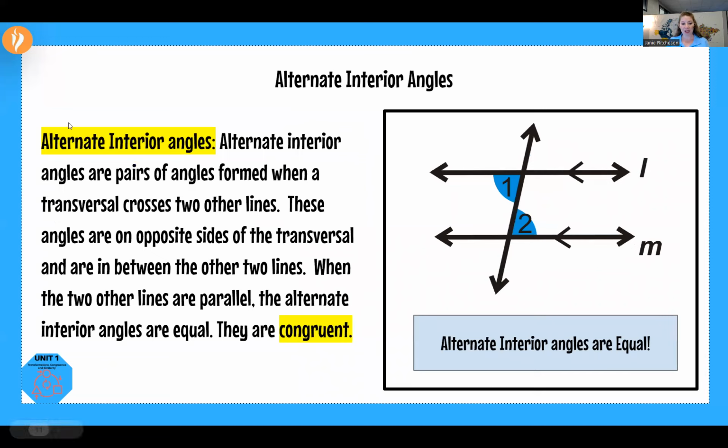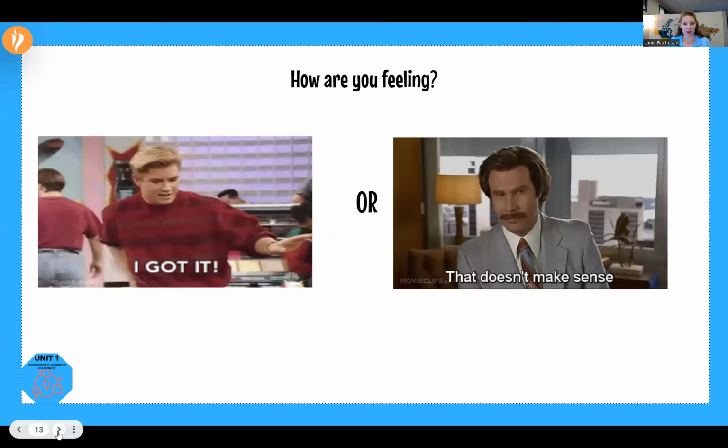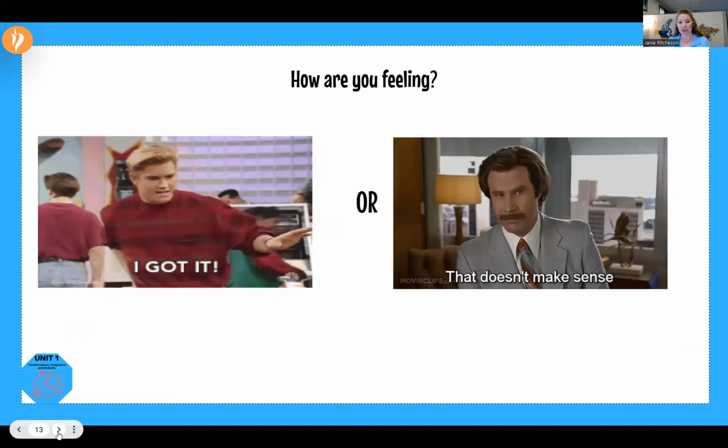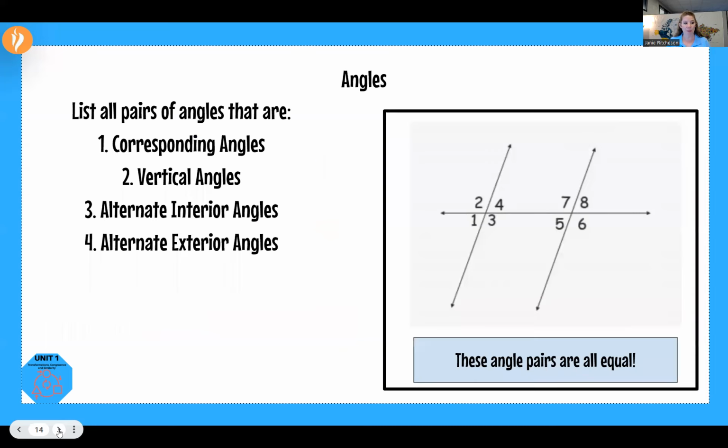Alternate interior angles, they're on opposite sides of the transversal, and inside the parallel lines, they are congruent. Alternate exterior, once again, opposite sides of the transversal, outside the parallel lines. That's what makes them exterior angles, and they are equal. They are congruent. All right, so that's just a quick review of our vocabulary that we talked about last week.